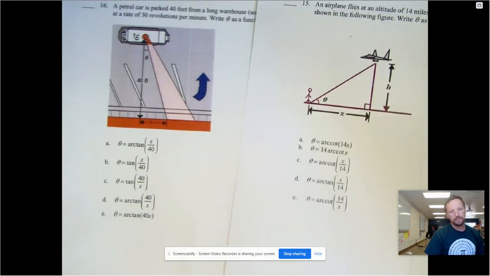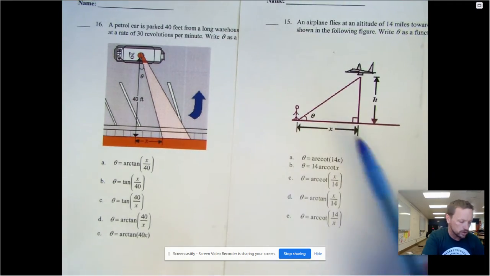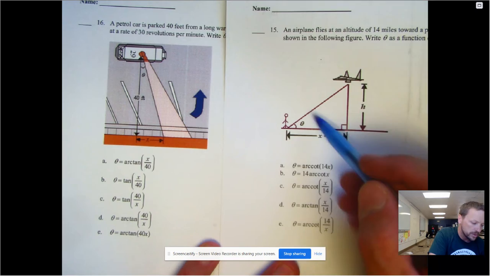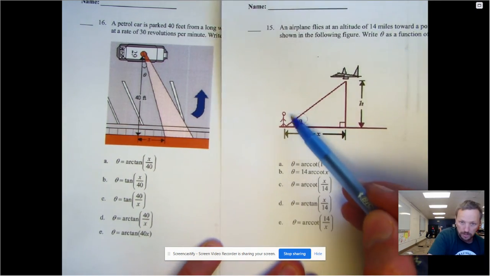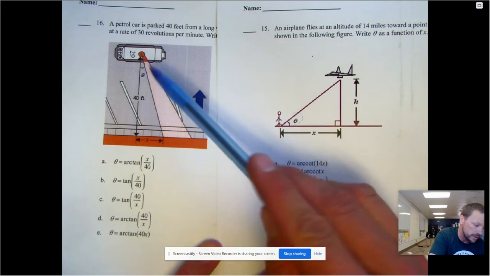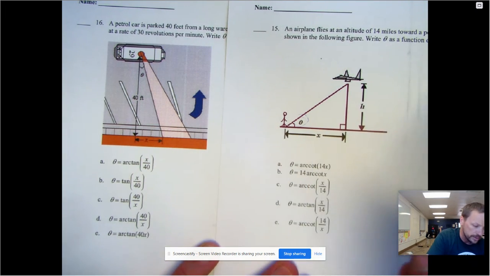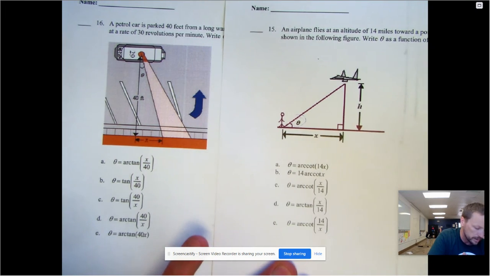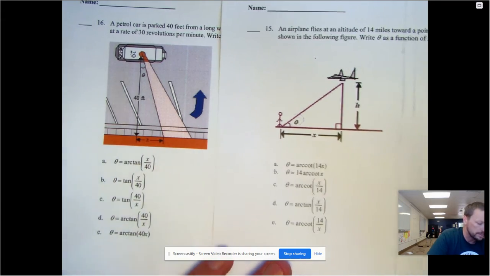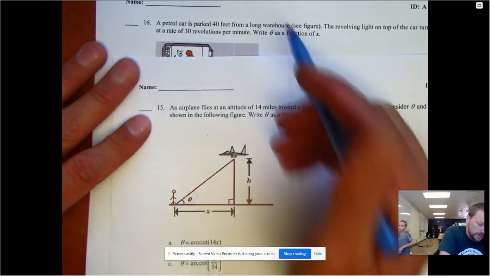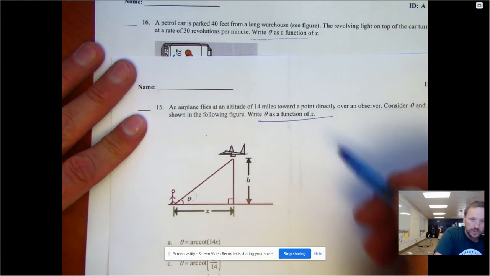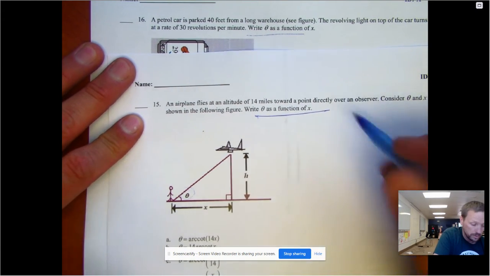Now, 15 and 16 are very similar problems. You're given a triangle in both cases. You're given where theta is going to be by your source, whether it's the person or whether it's the police car. And so it doesn't matter whichever one we pick. It's basically the same concept. So we'll just go with this one here because both of them say write theta as a function of x.